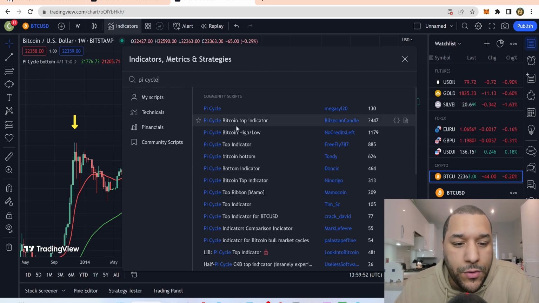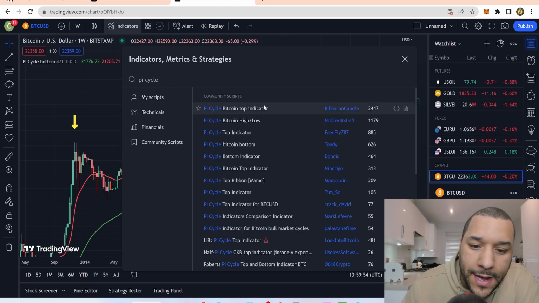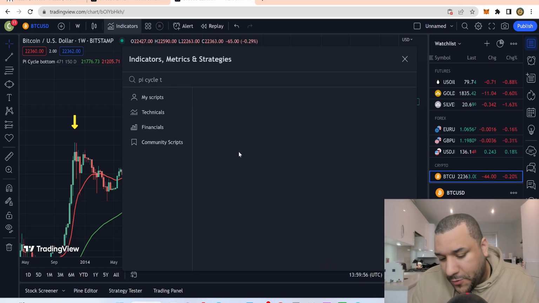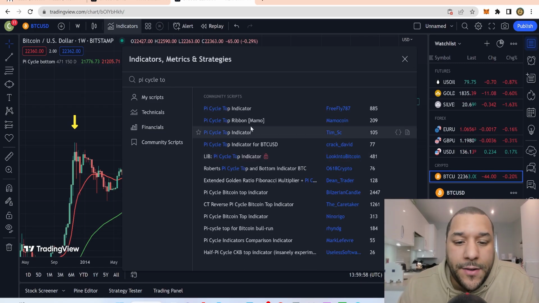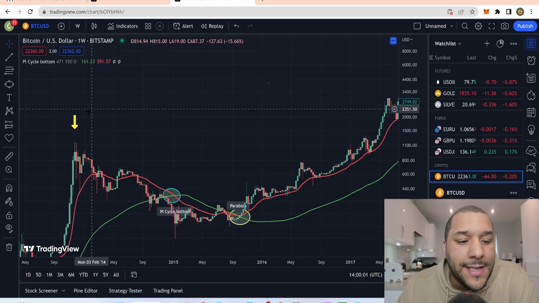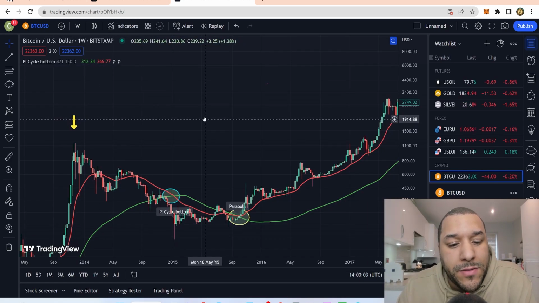Type Pi cycle bottom, Pi cycle top, or just Pi cycle indicator. The Pi cycle indicator will show it, and then you can see exactly where it's called the tops perfectly.